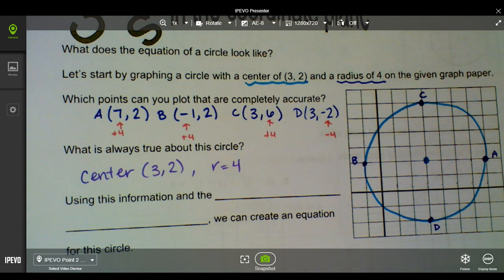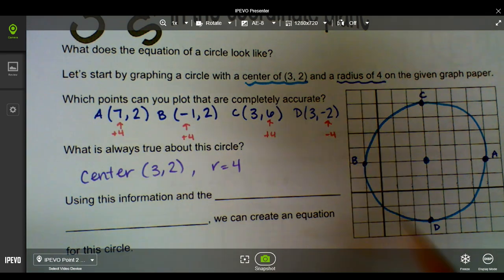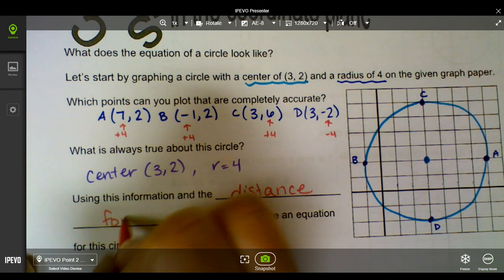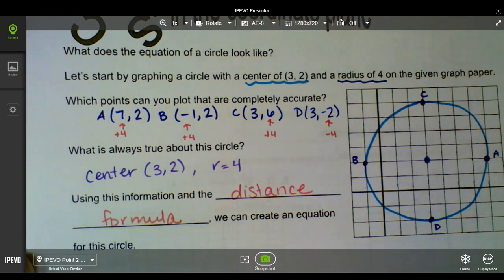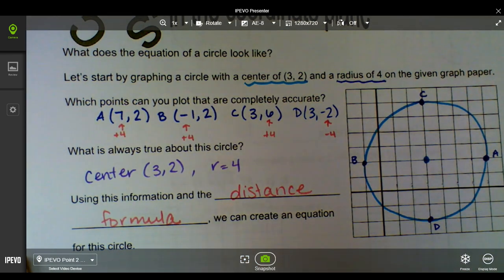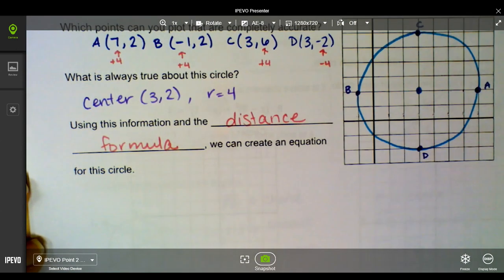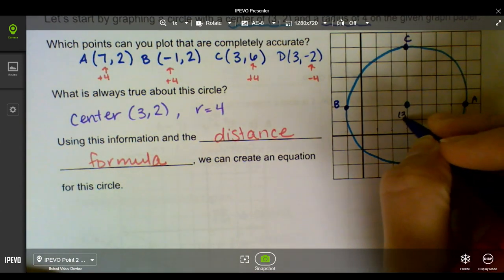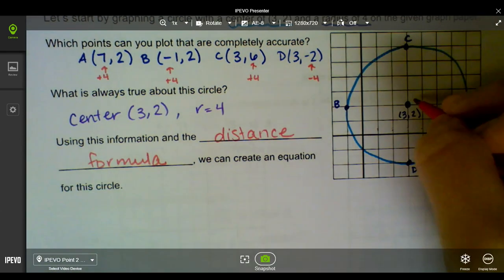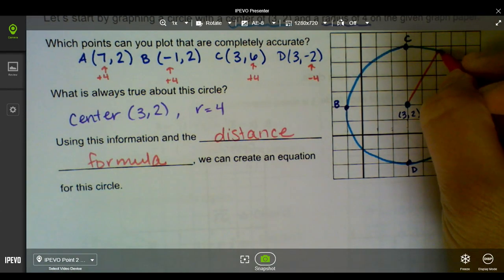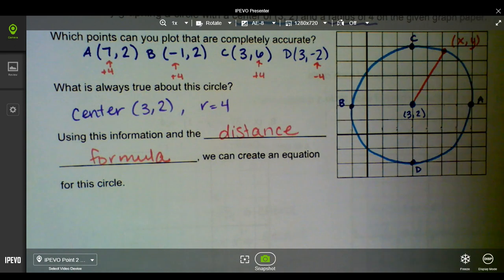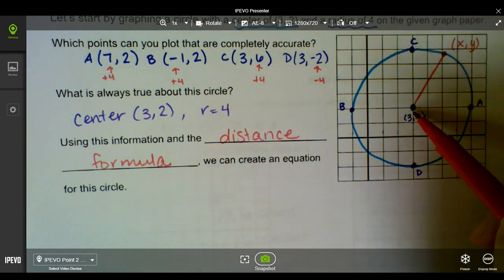Using this information and our good old friend, the distance formula, you remember that guy? Oh yes, he's back. We can create the equation for a circle. So that's what we really want to know. Our center is 3, 2 over here. But say I want to know what this radius is, but I have no idea what this point is. We're going to use this point and our center to figure it out.